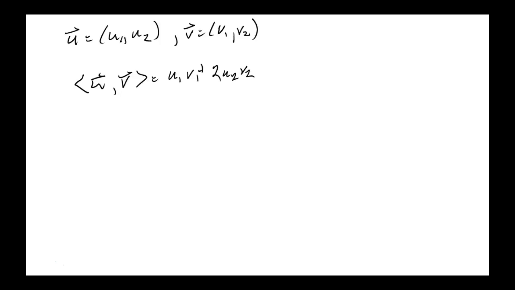Well, first, what if you reverse the order? Then you would have V1 U1 plus 2 V2 U2. That's the same thing, so that works. So what if you had a third vector, W?